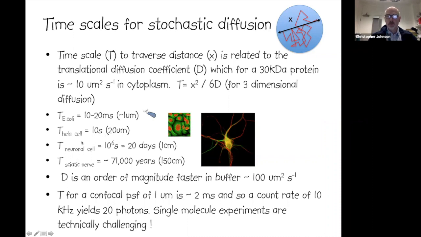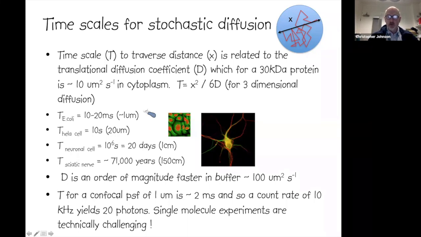However, when we start to get up to larger cells, like neuronal cells, then to randomly diffuse across 1 centimeter would take about 20 days. And then obviously when you come up to considering even larger cells, such as the sciatic nerve, the timescale of diffusion is absolutely enormous. And this is an interesting way of understanding why the larger cells have to organize their cellular machinery and have intracellular transport mechanisms.